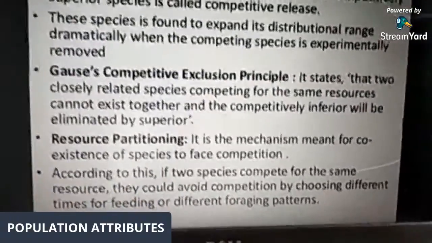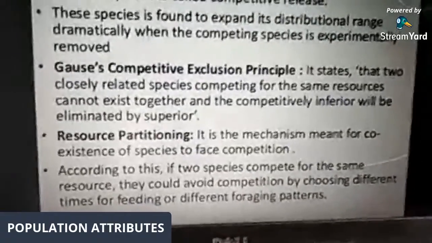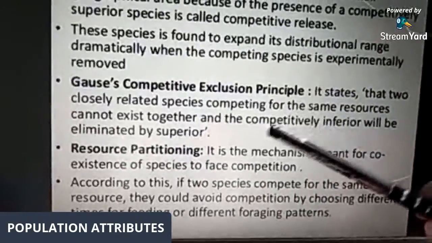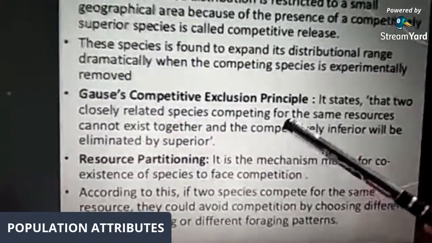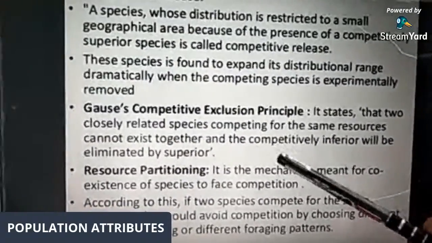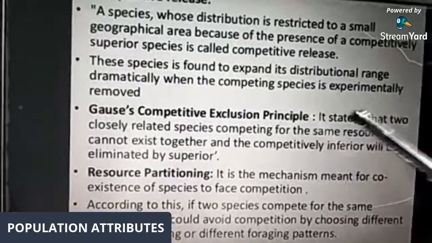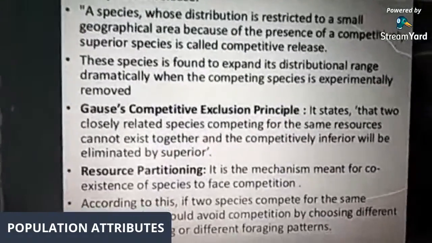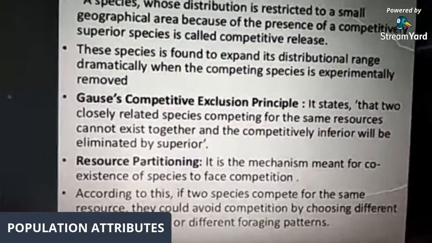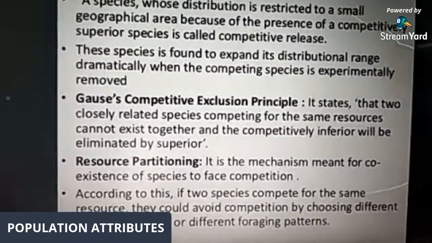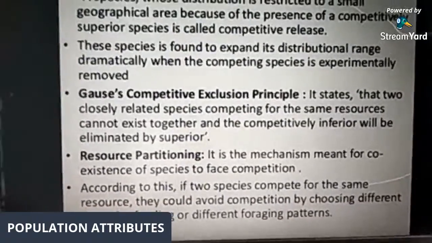Next one is Gause's competitive exclusion principle. This is important for your exam. So please go through this properly. What actually does it state? This principle states that two closely related species competing for the same resources cannot exist together, and the competitively inferior will be eliminated by the superior.